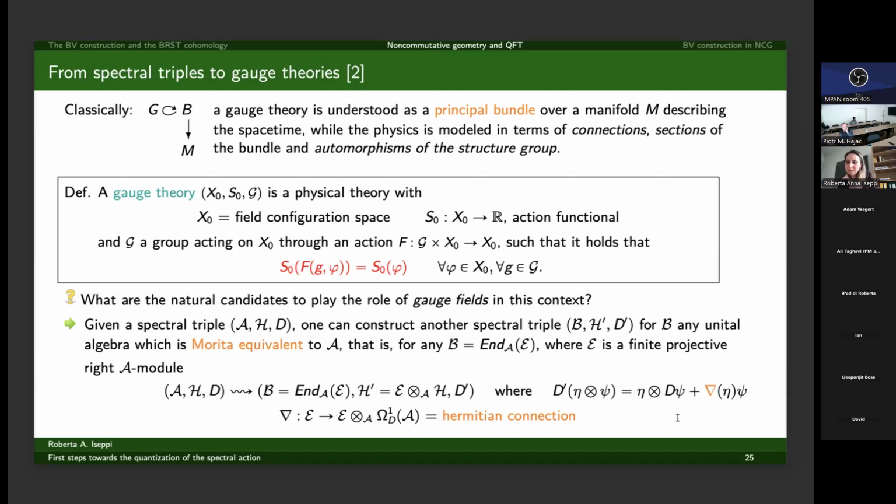And so the second ingredient that is needed is a Hermitian connection. So each time you have a spectral triple, given two ingredients, so a finite projective right module and a Hermitian connection, you can construct a new spectral triple whose algebra is Morita equivalent to the algebra you started with.